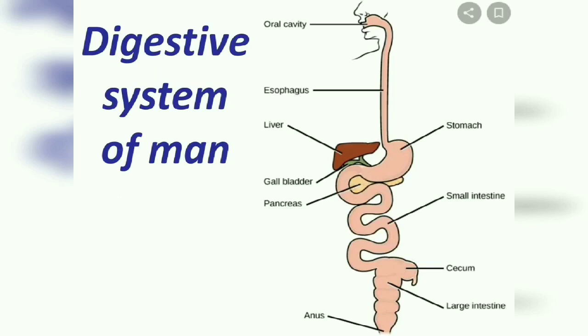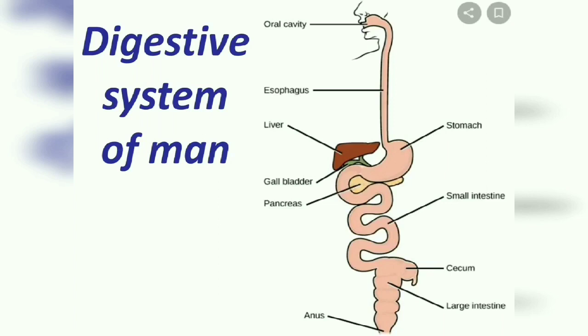So this is the simple digestive system of man. You need to know just the 7 parts in it. The first is the oral cavity, which is the mouth, followed by a small tube which is called the esophagus, food pipe. From the food pipe, food goes to the stomach. You can see this bean-shaped structure here, the stomach. In the stomach, food is ground, and goes to the small intestine, this small pipe-like structure.